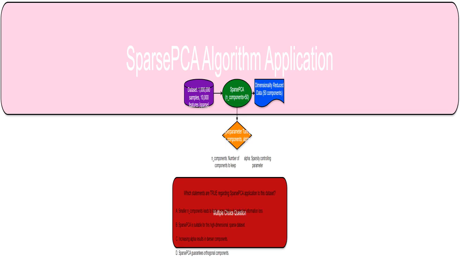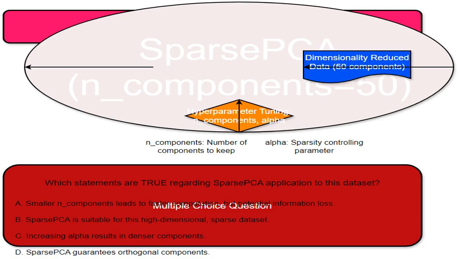We have a massive dataset, 1 million samples, like users, and 10,000 features, representing website pages. The key is that this dataset is sparse. It contains lots of zeros, which means most users only interact with a small fraction of the web pages. I am using SparsePCA, a technique for dimensionality reduction.